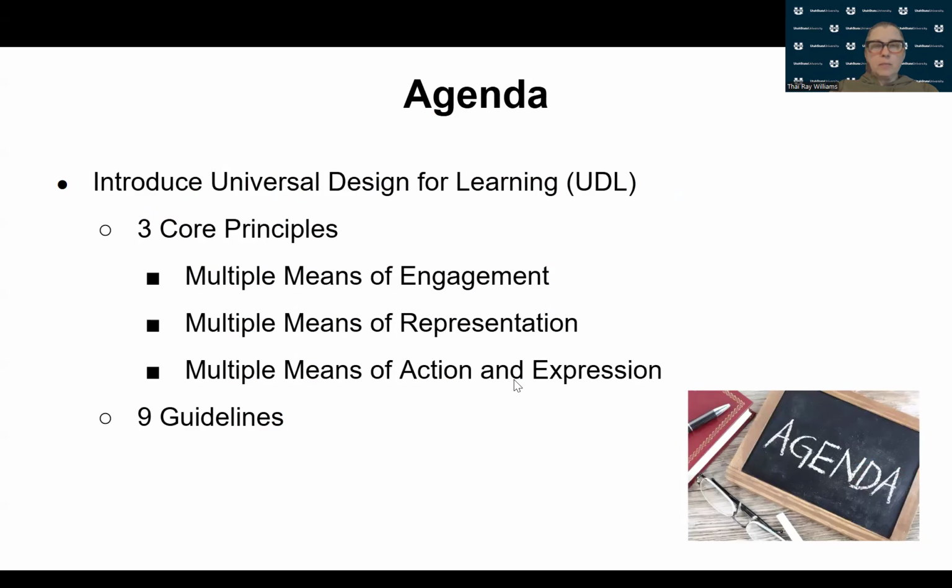Today, we're going to be talking about universal design for learning, and universal design for learning has three core principles that we'll talk about in depth. One of them is multiple means of engagement. How can students engage in learning? Another one is multiple means of representation. How can you represent in different ways the content, the skills, the information that you want your students to learn? And then the third core principle is multiple means of action and expression. So how can your students actively engage in their learning and express their knowledge? And then it also has 9 guidelines, which we'll go into all of this more in depth.